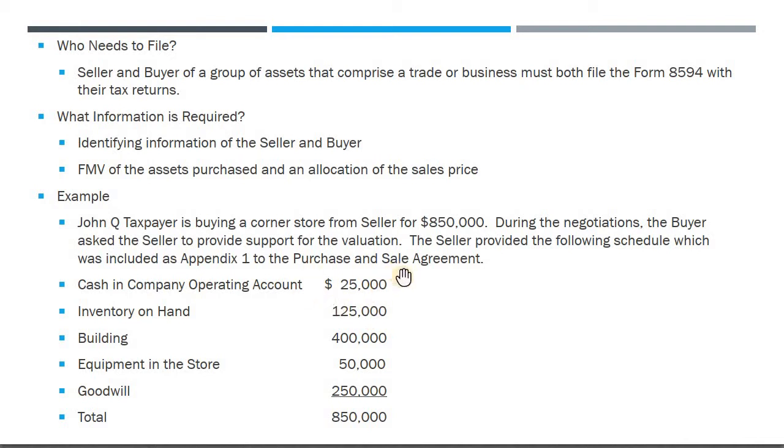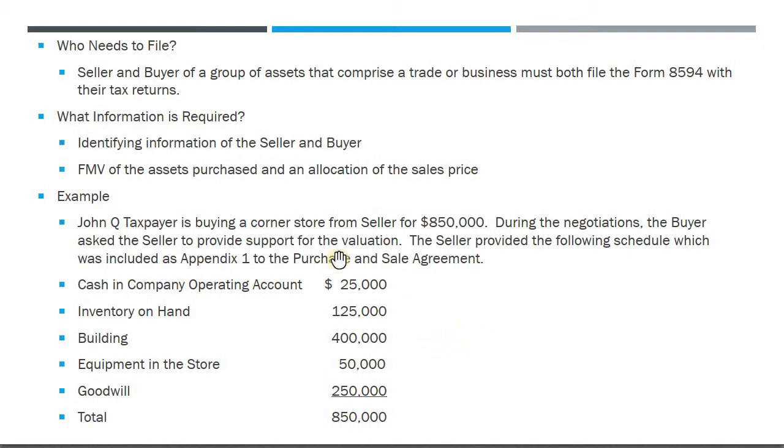So the 850, the seller said, well, this is how I'm coming up with that. The operating account for the company's got $25,000 in there. I'll leave that in there, so you as the buyer are taking over that account, and you're taking the $25K with it. The amount of inventory stock that we have on hand at the time of the purchase is going to be $125,000. That's what's in the store and in the back, right? The fair value of the building, he's assessed at $400,000. The amount of equipment in the store is $50K, and then he assigned $250,000 of goodwill towards the purchase price.